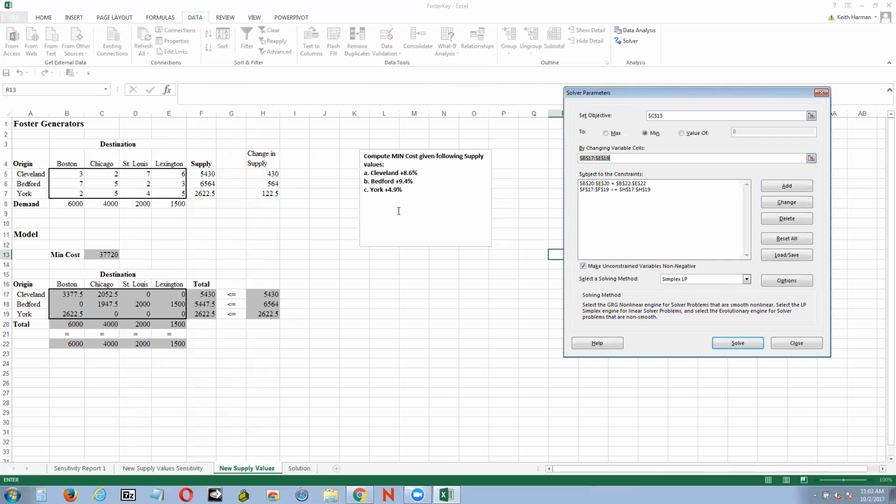Now, if you look at page 309 in the textbook, you're going to see something different. You're going to see the minimum cost there for Foster generators is $39,500. And you say, okay, why did this go up? And the reason that it went up is simple. We're handling more material. And the more material we handle, the greater the cost. That's all that's going on there. So it's a pretty simple transportation problem.